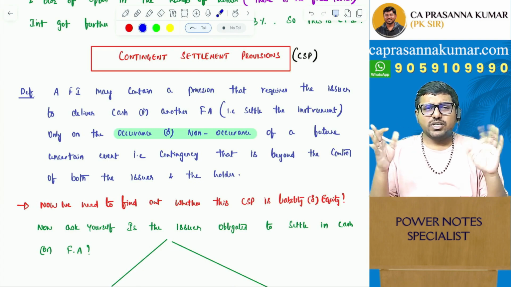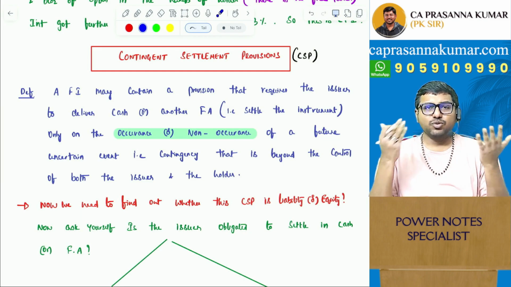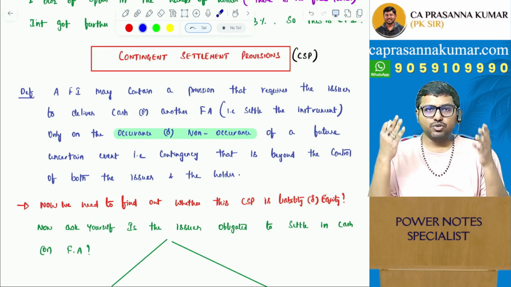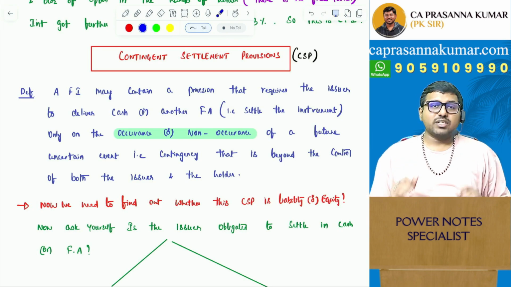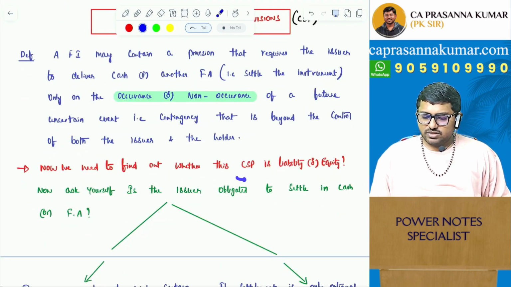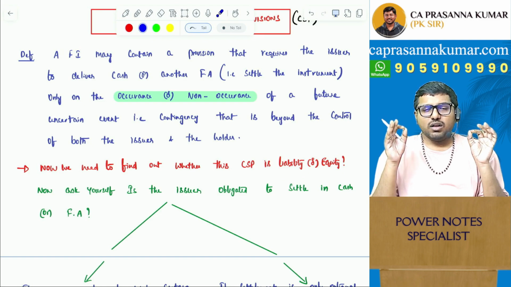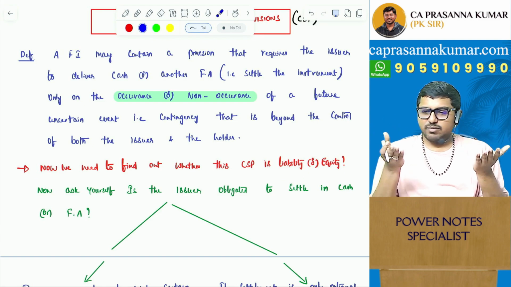Now my question is very simple, sir. Why is it relevant for us when it comes to the financial instruments chapter? What does Ind AS 32 say? You tell me that. Why are we studying this first of all? What is the context with respect to our syllabus? Well, the answer is we need to find out whether this so-called contingent settlement provision is a liability or equity. Again, same issue. Always the fight will be there between financial liability and equity.